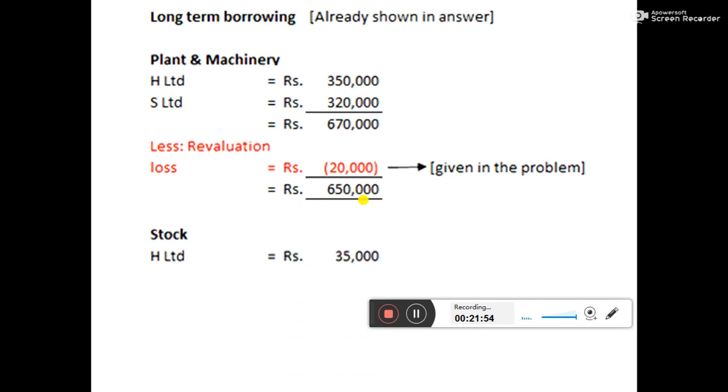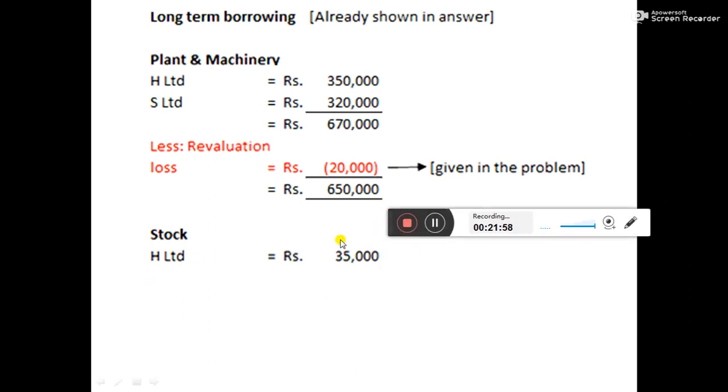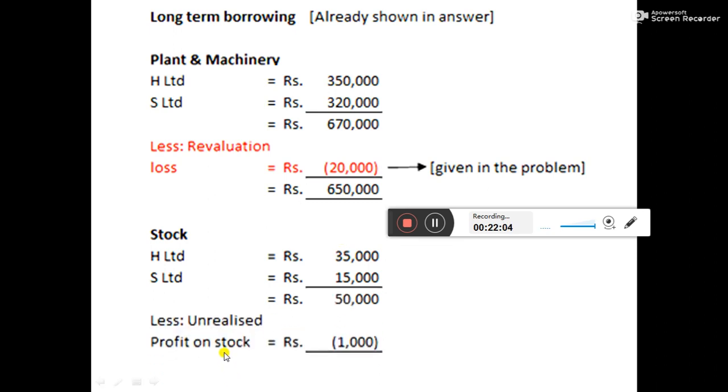After this, stock. H Limited stock is 35,000, and S Limited stock is 15,000. But here is one more adjustment: unrealized profit on stock, 1,000, will be deducted, and your answer will be 49,000. This will come in notes to accounts, and then it will be shown in the balance sheet. Moving on to the next working note.